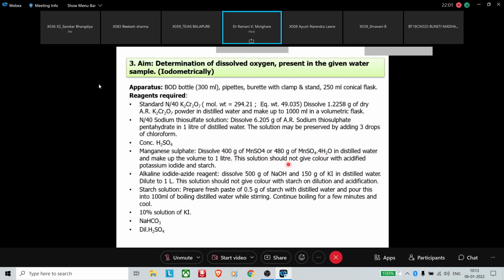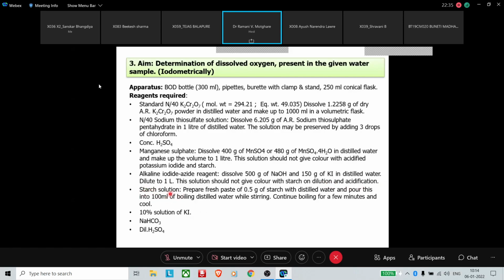This solution should not give color with acidified potassium iodide and starch. Then you have an alkaline iodide azide reagent. I'll tell you what is the role of alkaline iodide azide reagent. It is a combination of NaOH, KI, and sodium azide. The role of each reagent we will discuss when we discuss the theory. This solution should not give color with starch on dilution and acidification.